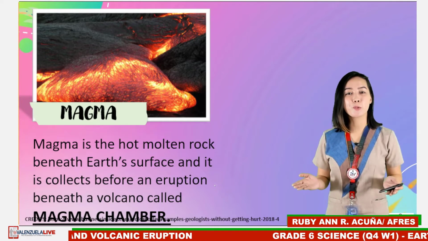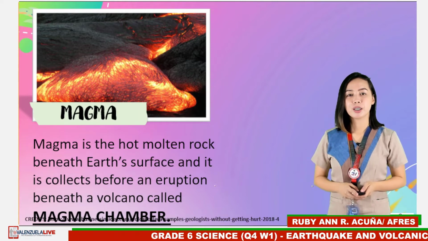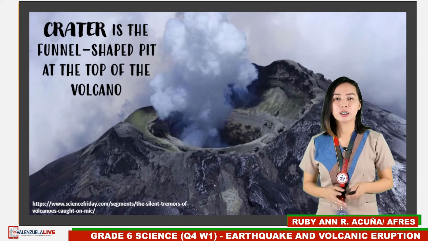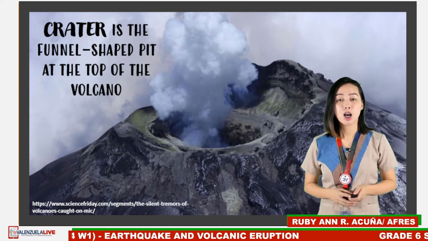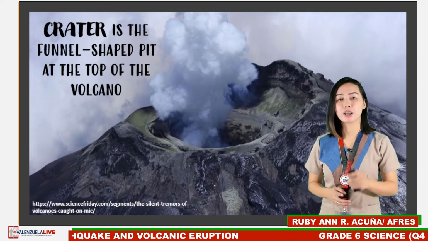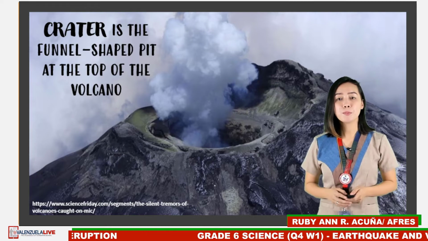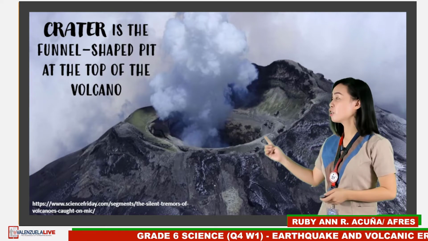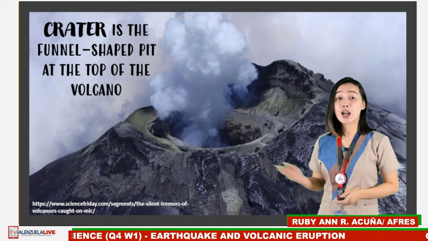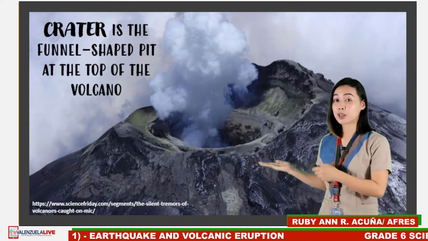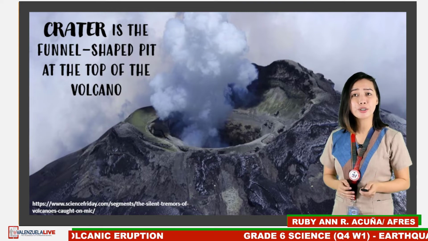The passageway through which magma travels to the Earth's surface is the main vent. If the main vent becomes blocked, some magma may escape through a secondary vent. Most volcanoes have more than one vent from which lava may pour. At the top of the volcano is often a funnel-shaped pit or depression called the crater. A crater that becomes very large as the result of the collapse of its walls is called a caldera.